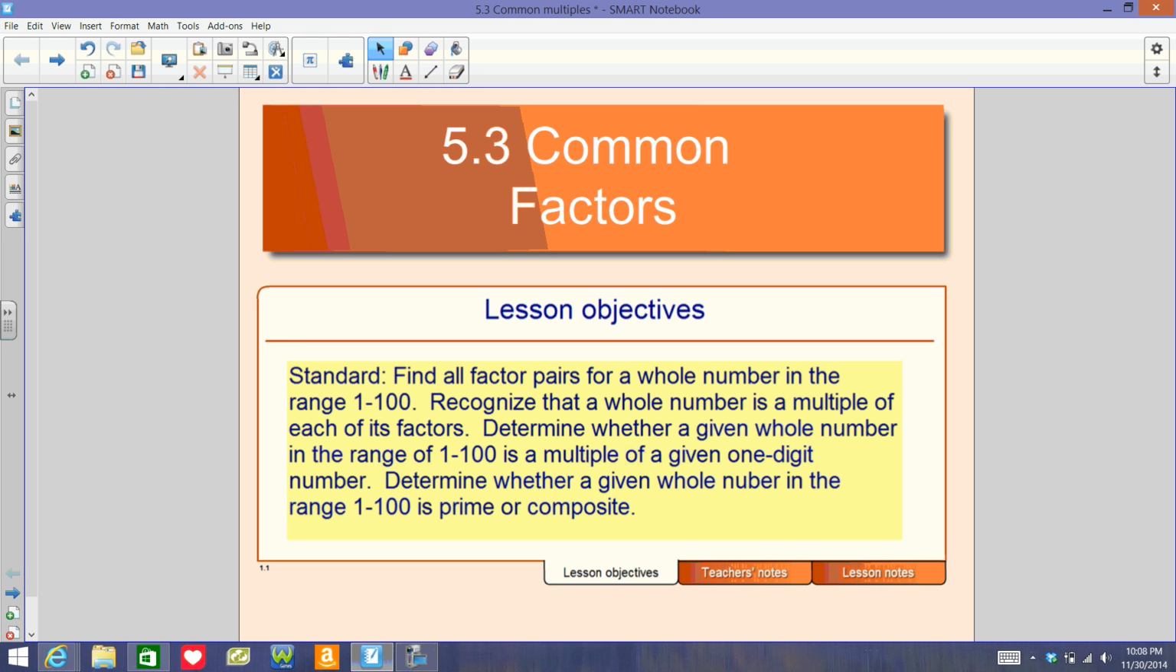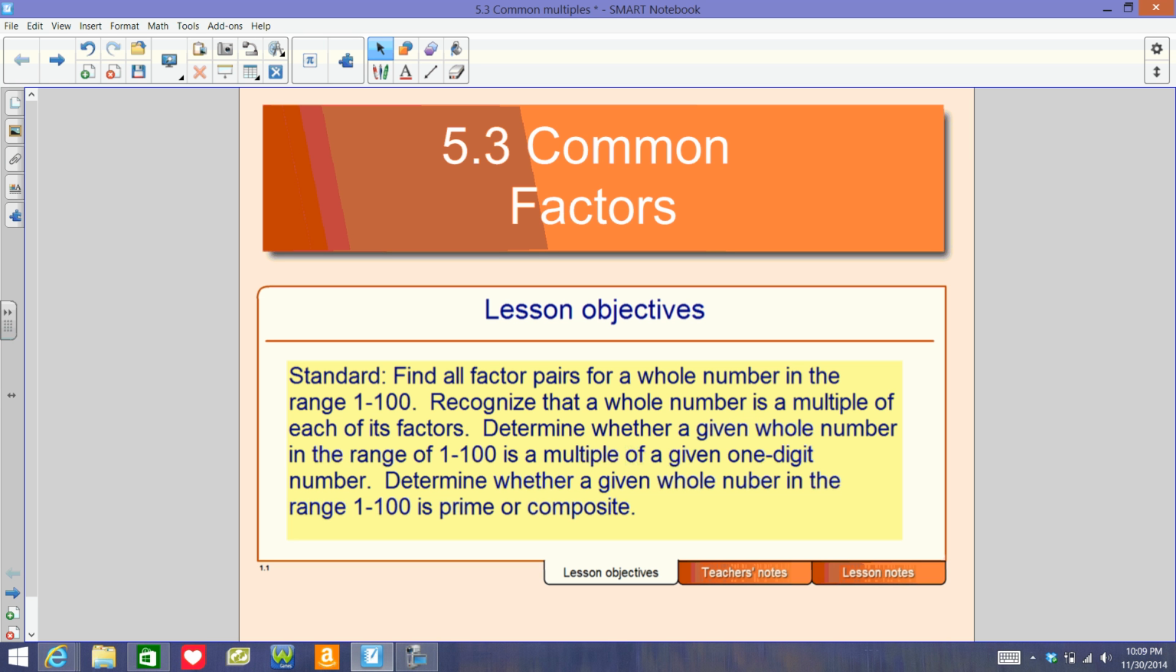Hey everyone, our next lesson is going to be on common factors. Obviously, common factors are just factors that are the same between different numbers. So our standard is find all factor pairs for a whole number in the range of 1 to 100, which we've been doing the last two lessons.